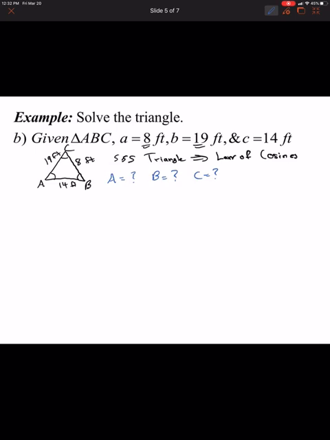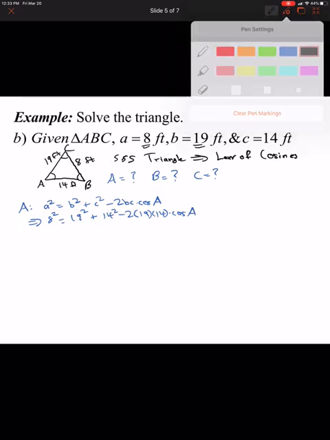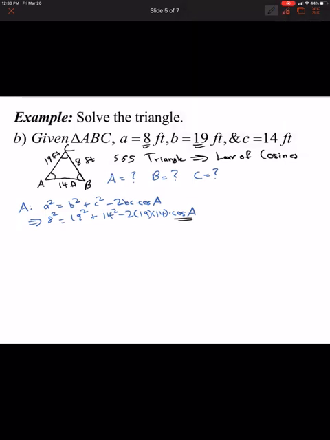So let's start with angle A. If I want to find angle A with law of cosines, we'll need to pick side A. So a squared equals b squared plus c squared minus 2bc times the cosine of angle A. As we plug that in, side A is 8, so 8 squared equals b squared, 19, plus c squared, 14, minus twice the product, 2 times 19 times 14 times the cosine of A. And now I've got to do a little bit of algebra, solving for A to get that term by itself.